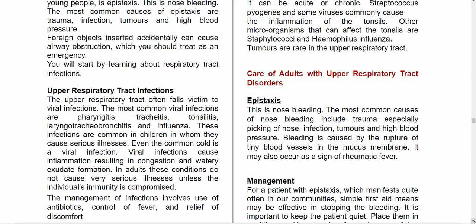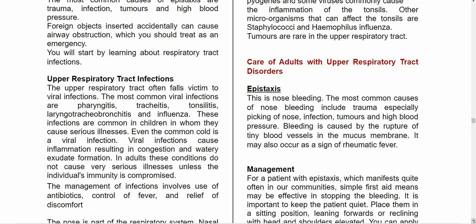Tumors, that is cancer, and high blood pressure can also cause it. So if a patient presents with this, always consider inquiring about the history of any nose picking, infection, tumors, or if the patient is a chronic hypertensive patient. Bleeding is caused by the rupture of the tiny blood vessels on the mucous membrane, and it may also occur as a sign of rheumatic fever.